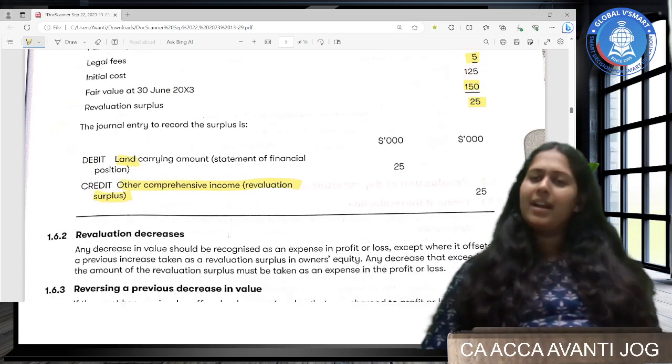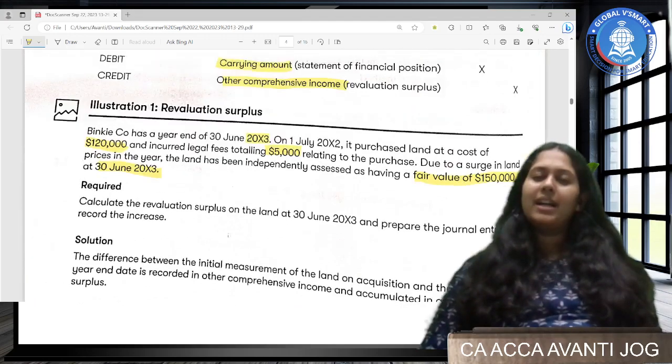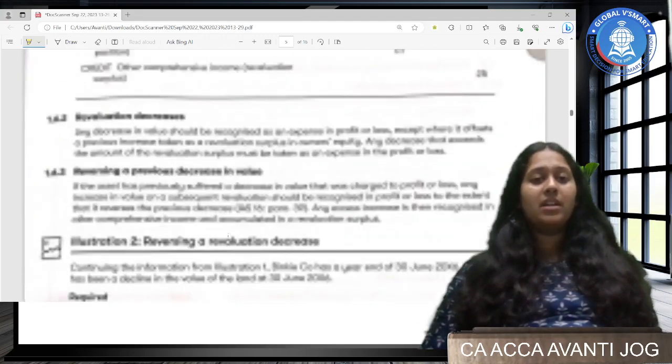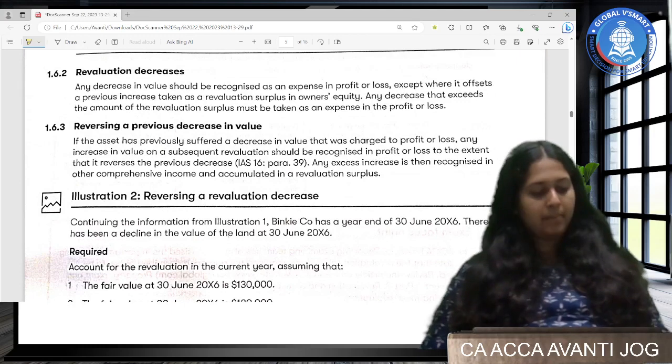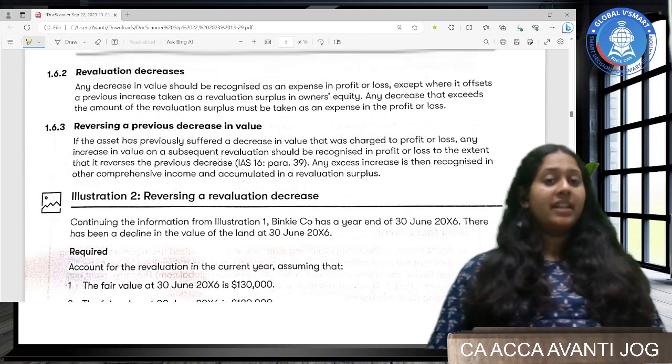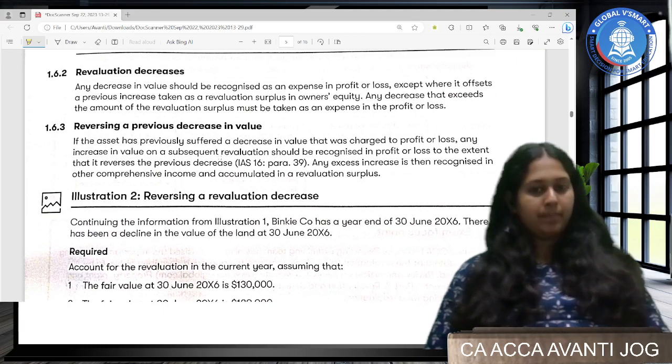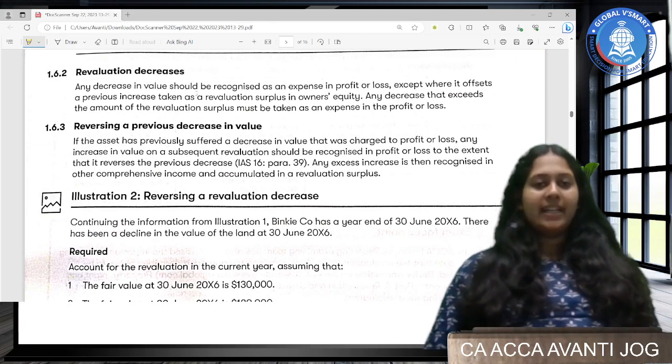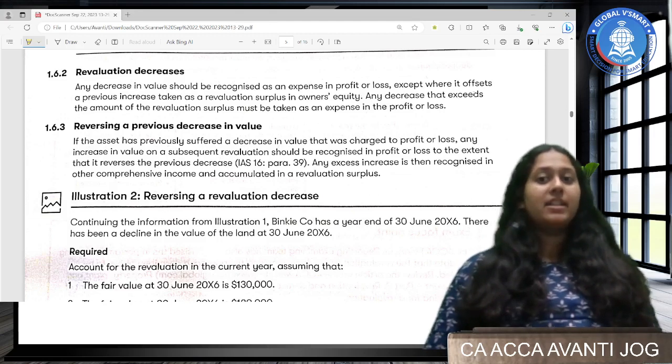Okay. I hope this is clear. Now, we are going to see what will happen if there is a downward revaluation. So, what exactly happens when there is a revaluation decrease? With a revaluation decrease, any decrease should be taken as an expense in P&L except when it is offsetting a previous revaluation surplus.